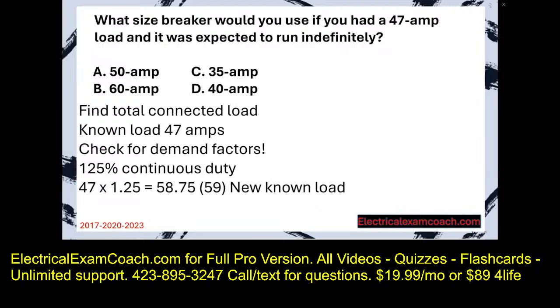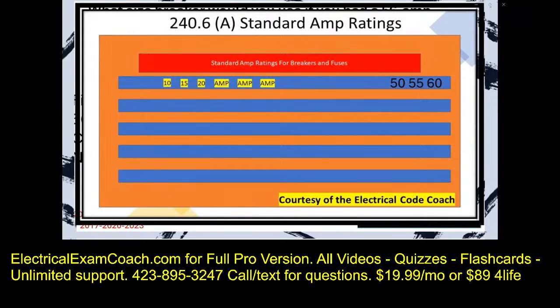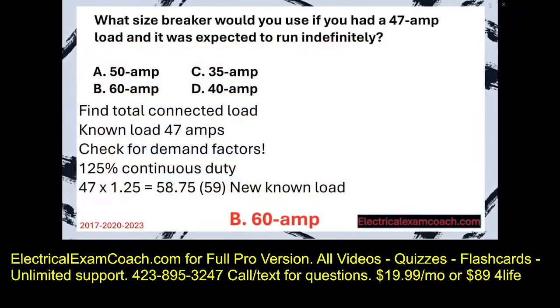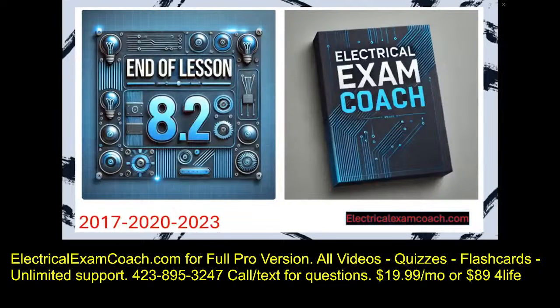We take our starting known load multiplied by 1.25, and that equals 58.75. And in this case, we would round up, so 59 is our new known load. Now let's head to Table 240.6(A). And in this case, we're going to select the next size up, which happens to be a 60. Great job. That's the end of lesson 8.2.